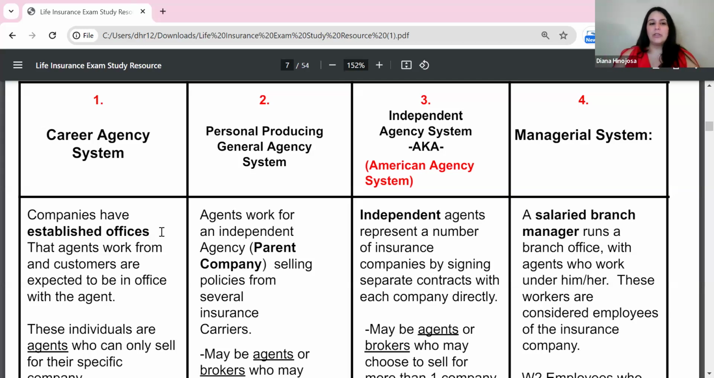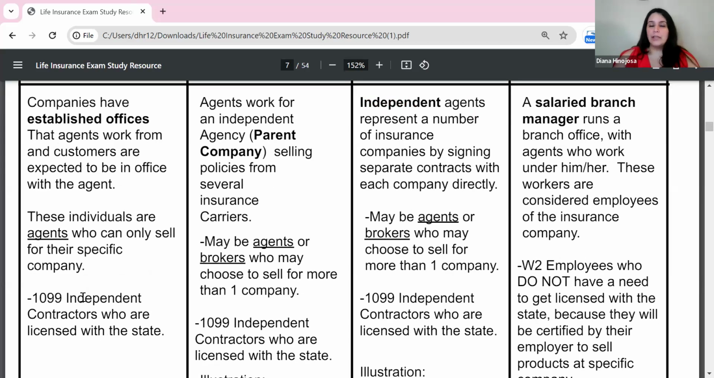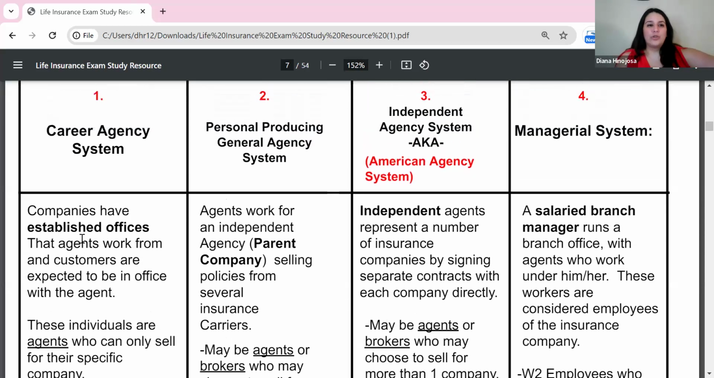Here you are an agent and you are only allowed to sell for that one given company. You're not allowed to sell for anybody else, and typically there are stipulations in your contracts saying that you cannot work for any other company in any capacity in the insurance industry. Now, non-compete agreements have been phased out. However, companies will try little things here and there to trick you into agreeing that you will not work with different companies. However, this is the more traditional system.